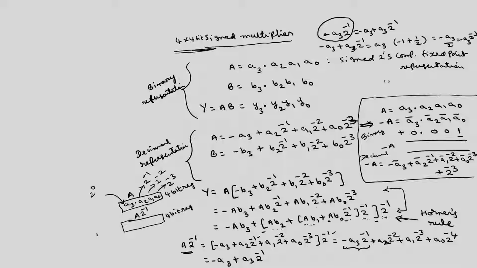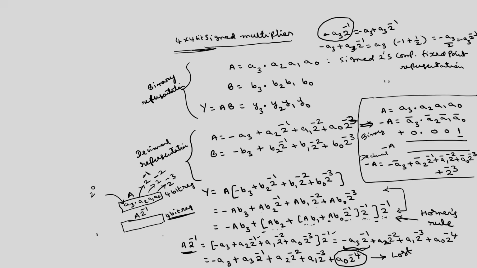So, minus A3 2 raised to the power of minus 1 can be written as minus A3 plus A3 into 2 raised to the power of minus 1, plus the remaining terms are A2 2 raised to the power of minus 2 plus A1 2 raised to the power of minus 3 plus A0 2 raised to the power of minus 4. But I want to store in a 4-bit register this A3 into 2 raised to the power of minus 1 value also. So, this value will be left, this will be lost, because I do not have that position. The positions are only 2 raised to the power of minus 1 position, minus 2 position, minus 3. Minus 4 position is not there in a 4-bit register. So, this will be lost.